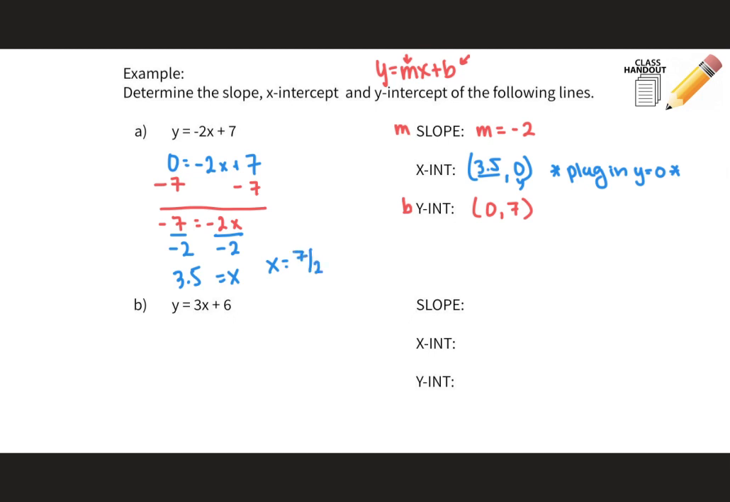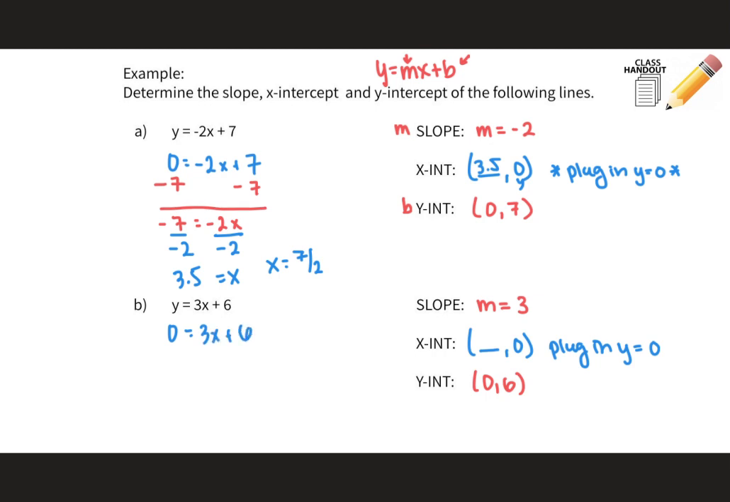Okay, let's look at b. Again, it's written in y equals mx plus b, so I have m and b. M is 3, so my slope is 3. And then my y-intercept is going to be (0, 6). To find my x-intercept, like we said before, we're going to plug in y equals 0, because our x-intercept is going to be written as (something, 0). So it's going to be 0 equals 3x plus 6.